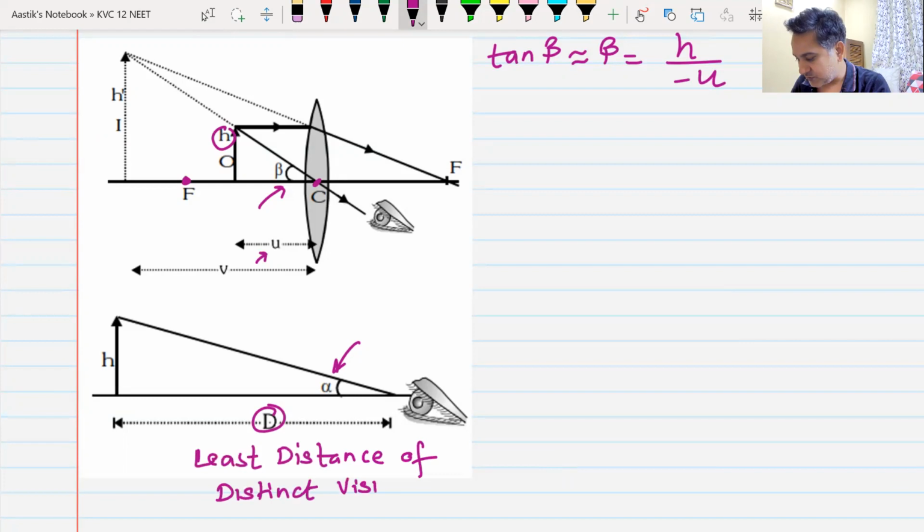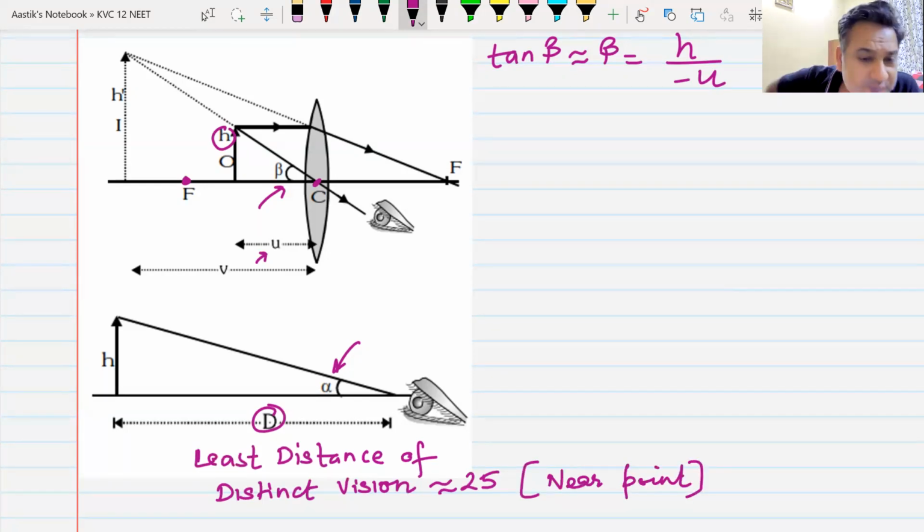As doctors, you must be knowing this. This is the least distance of distinct vision, which for normal human beings is approximately around 25 centimeters. This point is also known as the near point. To see a thing correctly, it must be at a distance of 25 centimeters from our eyes.